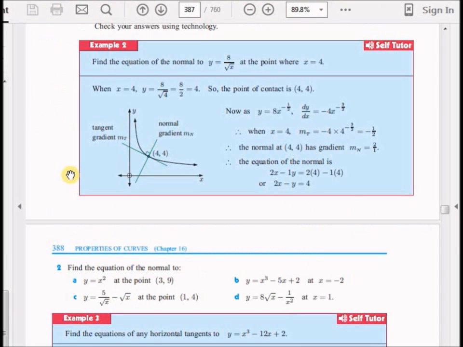Now in your textbook, you may notice that they've reported that as 2x minus y equals 4. Is that the same equation? Well, let's see. We could add y to both sides, subtract 4 from both sides. Yes, it is the same equation.